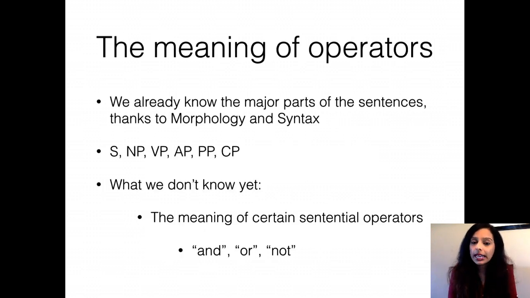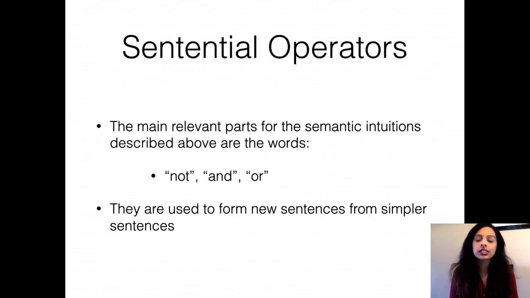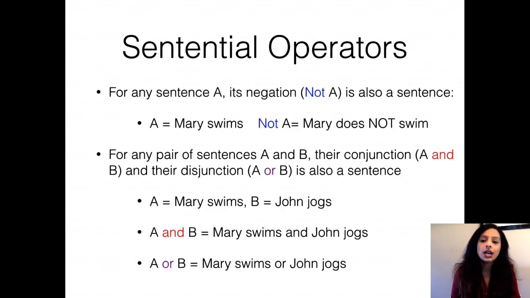We already know the meaning of individual phrases from syntax, so we know what a VP is, we know what an NP is, we know what a CP is, etc. But what we don't know yet is the meaning of all these operators such as and, or, and not. And so that is what is going to be the focus of this video. I'm going to be introducing the meaning of not, and, and or, and how you actually use these to get to the meaning of entailment, equivalence, and contradiction, etc.